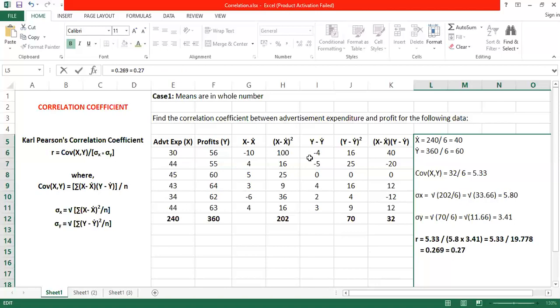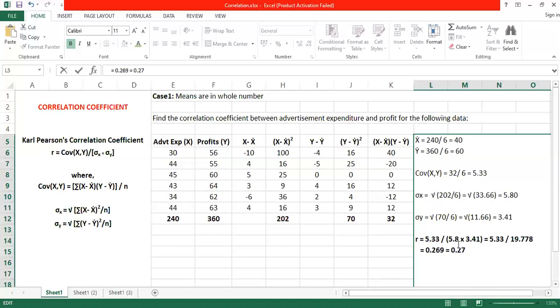Now, recall in the beginning of the session, I said through the correlation coefficient, we give three types of information. First, whether a relationship exists or not, right? Now see, R is a value, correct? That means a relationship exists. If it is zero, then we would have commented that correlation does not exist between x and y. Now since in our case it is 0.27, we'll comment that correlation exists between advertisement expenditure and profit.